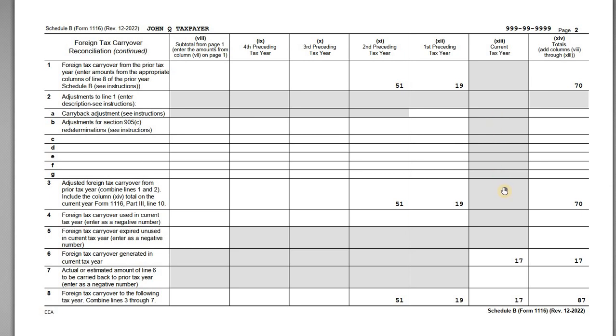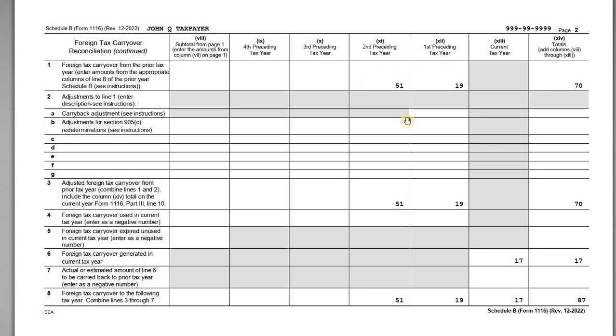Now each year, obviously the current year is going to be different as it goes forward, but in 2022, this is our current tax year. So when we look at, well, what's the first preceding year? That's 2021. We enter the amount from 2021. 2020 is the second preceding year. So we have the $51 from 2020.